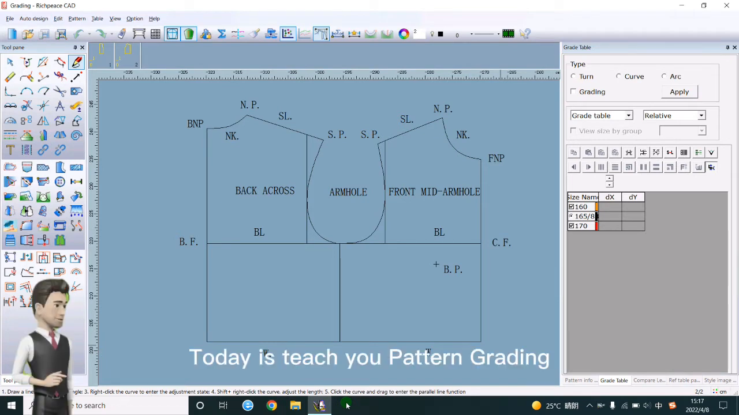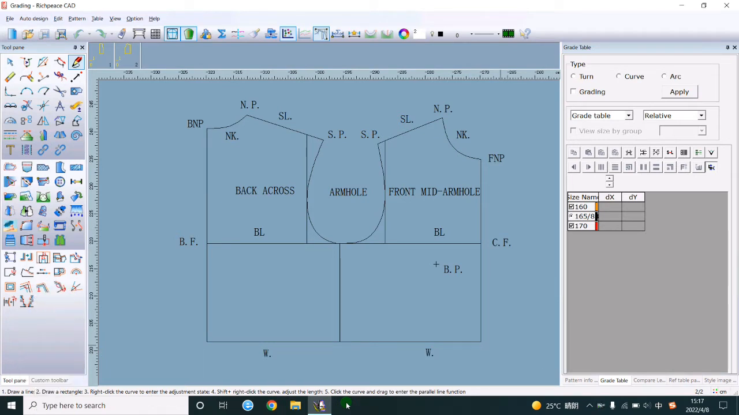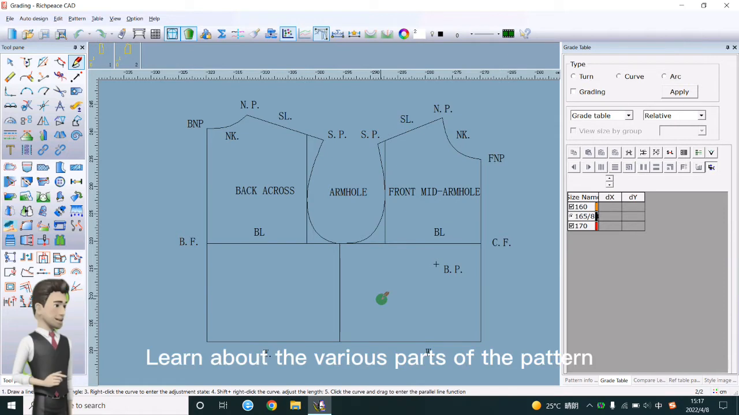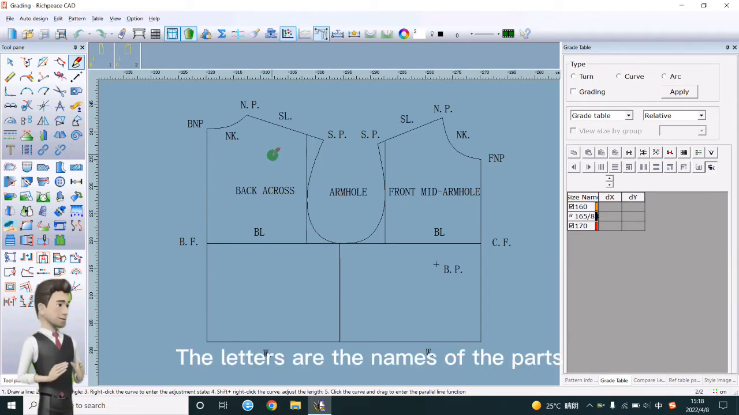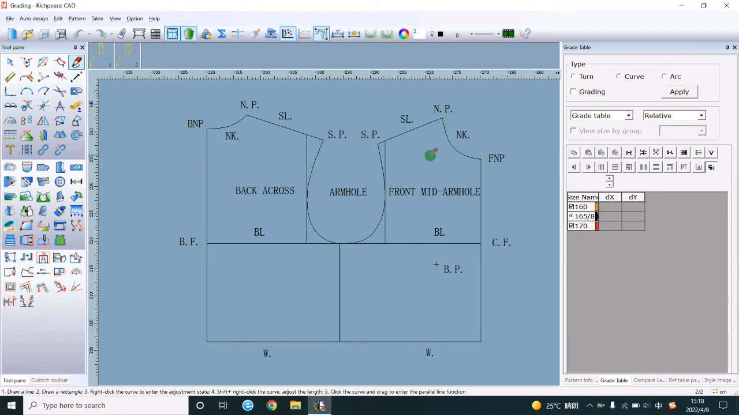Today I will teach you pattern grading. Learn about the various parts of the pattern. The letters are the names of the parts. Understand the parts, and learn the grading amount.